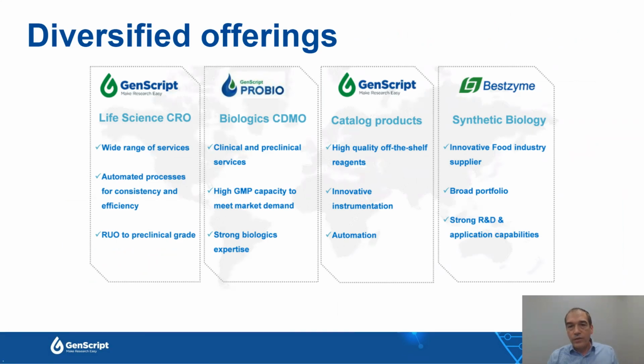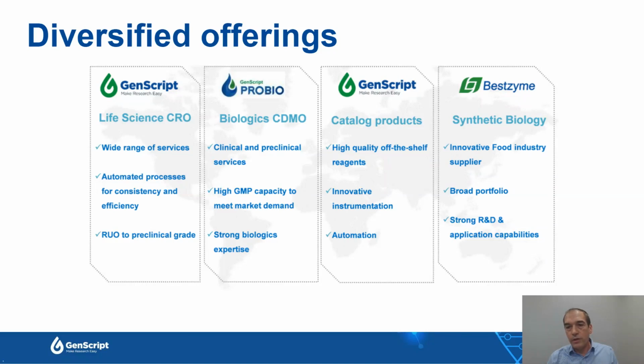We have very diversified offerings. We have 4 different business units under GenScript. The Life Science CRO business unit offers a wide range of services. A lot of their processes are fully automated for consistency and efficiency, and they typically work in the R&D to preclinical grade services. We also have the biologic CDMO division, GenScript ProBio. They mostly work in the clinical and preclinical space. They have high GMP capacity to meet the market demand, and they have very strong biologics expertise.